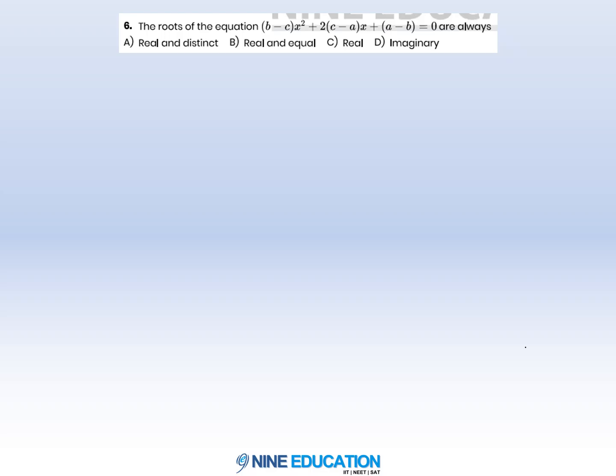Let's discuss question number 6. So roots of the equation, a quadratic equation is given. They are asking whether the roots are real and distinct, real and equal, or imaginary. So it is related to nature of the roots. To decide nature of the roots, we need to find discriminant, right? Which is b square minus 4ac. So let's apply this formula. What is b here? 2 times c minus a. Square of it will be 4 times c minus a whole square. Minus 4 times a, where the x square coefficient is b minus c, and into c, which is a minus b.